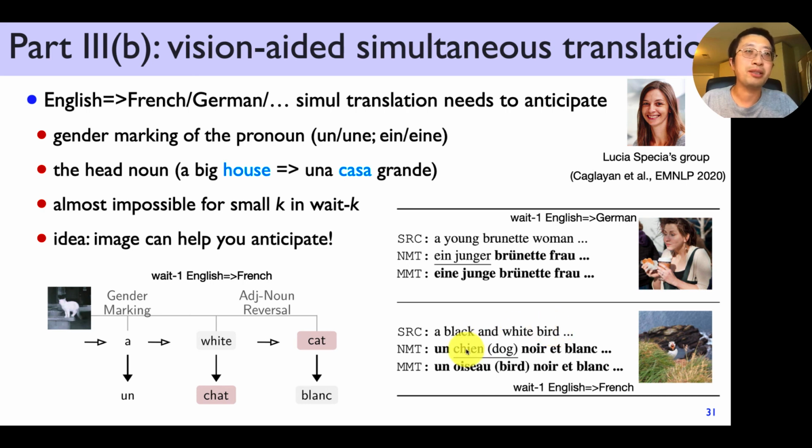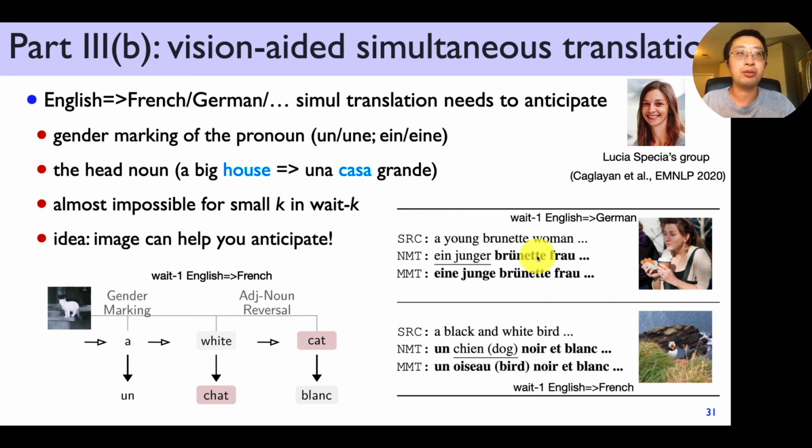But you don't know, so you would anticipate randomly in a standard wait-1 system, without seeing the image. You would say un chien or un chat or whatever, right? Or maybe une or something. You can make all kinds of mistakes, right? But with the image, you say, oh, un oiseau. Even if you have only heard a black, a black what? Completely not sure, but it's un oiseau noir et blanc. So with the image, you can do a lot better using a much smaller k, this extreme small k of wait-1, which is impossible without the image.